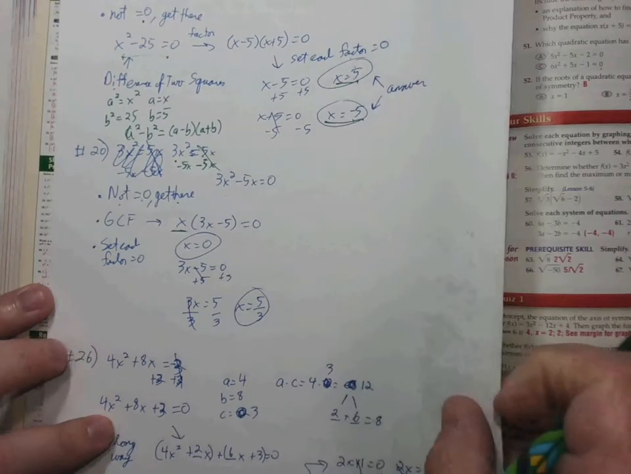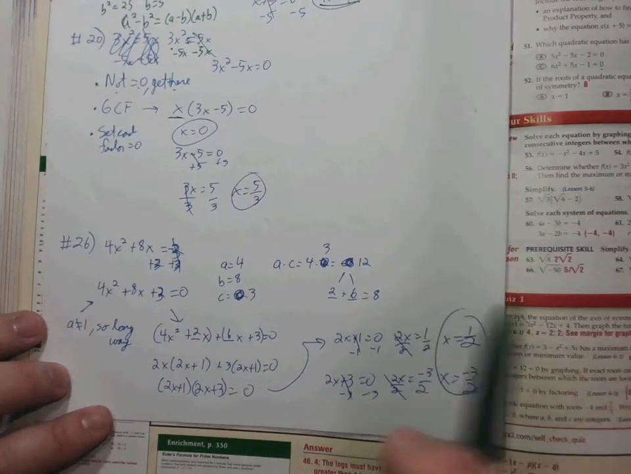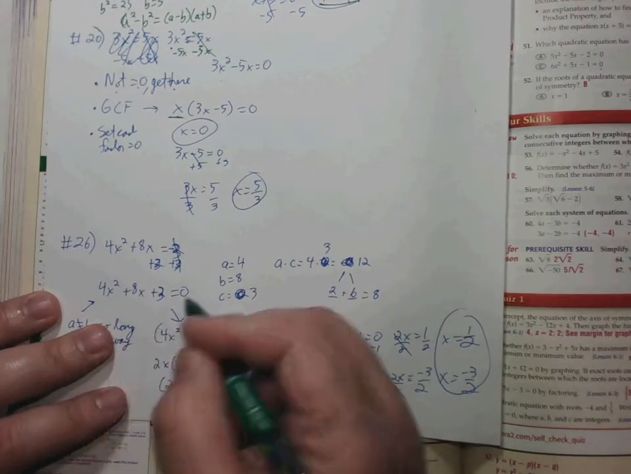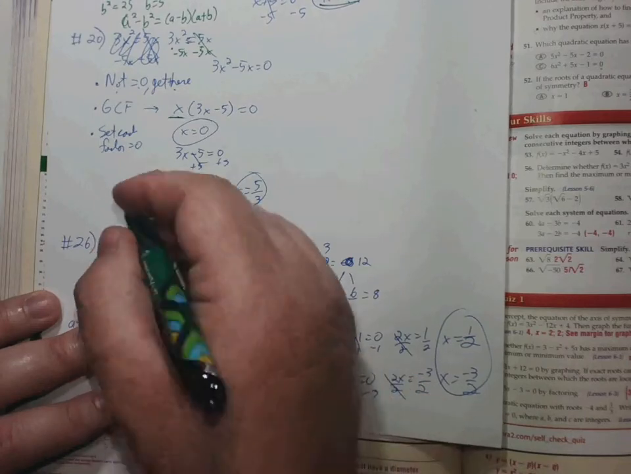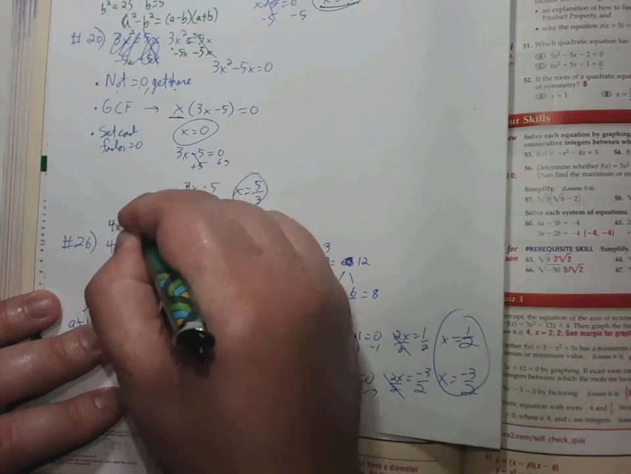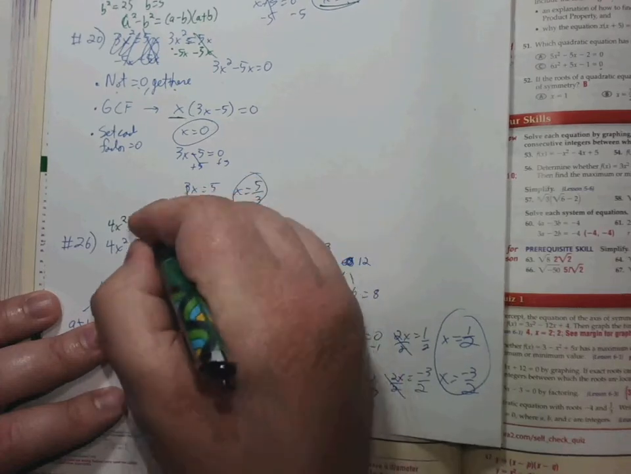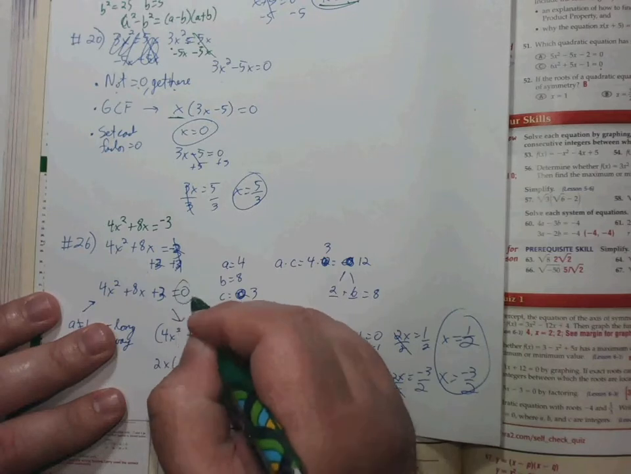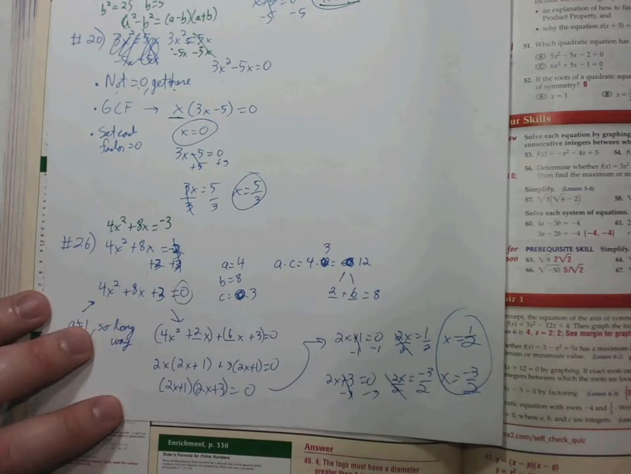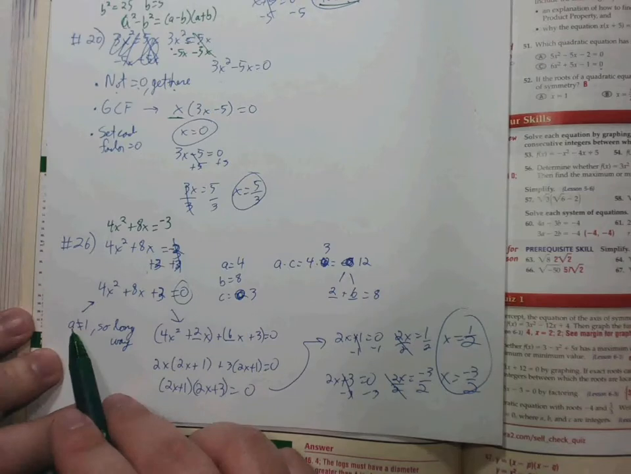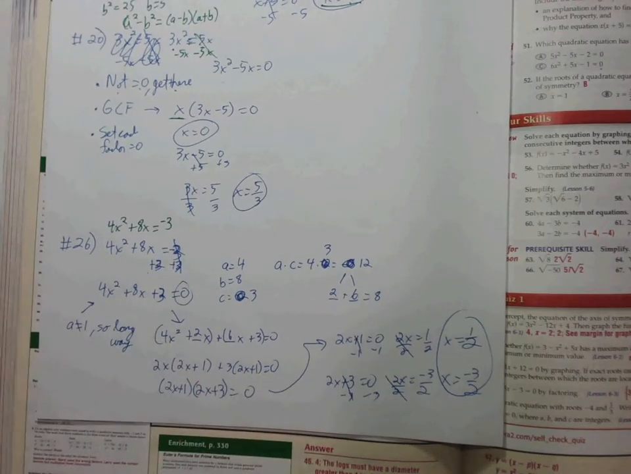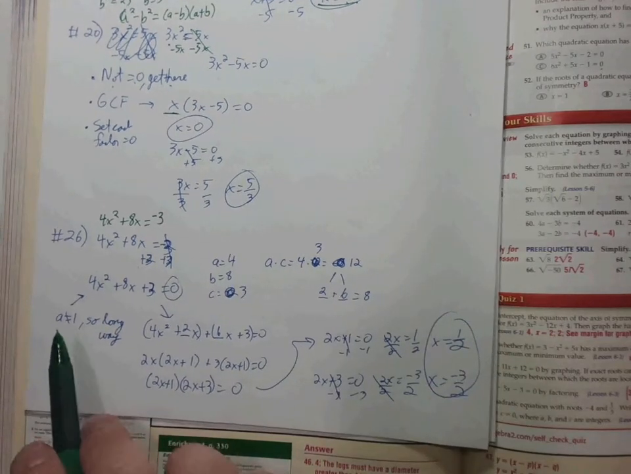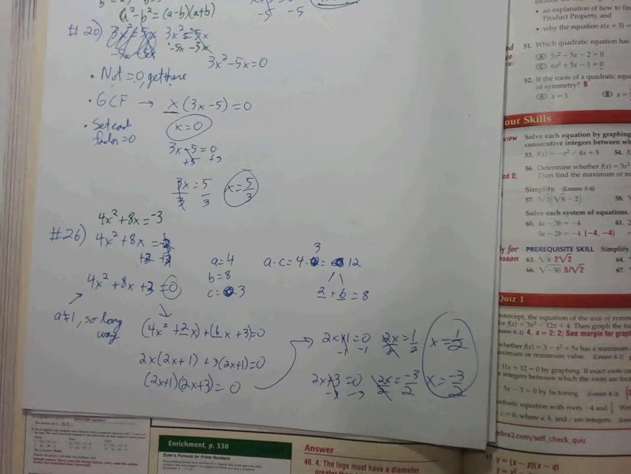Now, number 26. Let me rewrite that. I made that messy. I had screwed up the problem. It was supposed to be 4x squared plus 8x equals negative 3. So I added 3 to both sides to get it equal to 0. That's the first thing I had to do. Now, this is a quadratic, and a is 4, b is 8, c is 3. a does not equal 1, so we have to do it the long way of factoring.